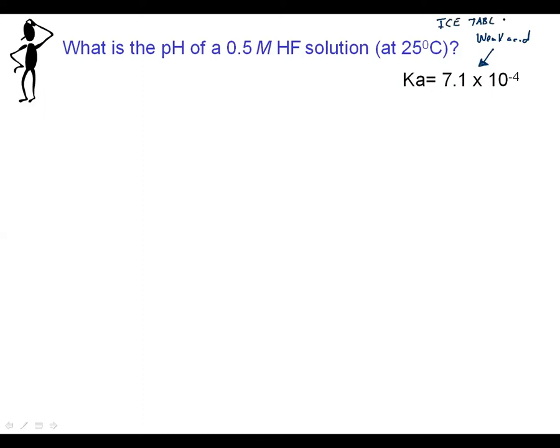Why don't you at least get started on the ICE table here? Again, it's done the exact same way as all the ICE tables that we did before. You need the equation. You have the initial concentration. The goal here is to ultimately find the H plus concentration. So why don't you take a few moments, start working through it, and then we'll talk about it in a few, see how everybody's doing. And again, if you do have questions, feel free to ask them.